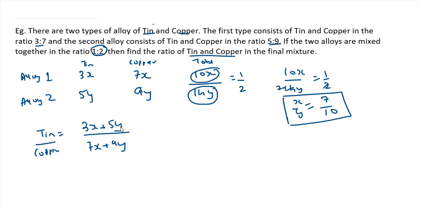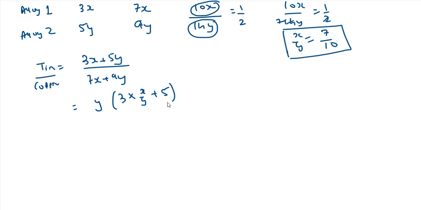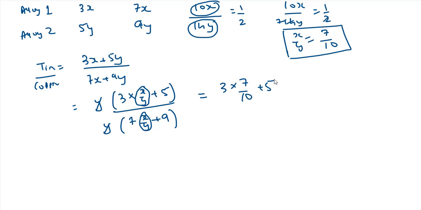So what we will do is take y common from the numerator and y common from the denominator. If I take y common, I'll have 3 into x by y plus 5. And in the denominator also we'll take y common, so we'll have 7 times x by y plus 9. So this y and this y will cancel out. We have the value of x by y, we'll substitute it here, so we'll get 3 into 7 by 10 plus 5 divided by 7 into 7 by 10 plus 9.